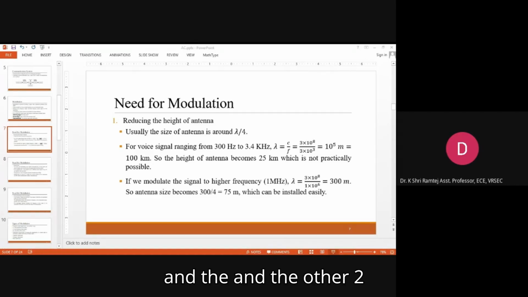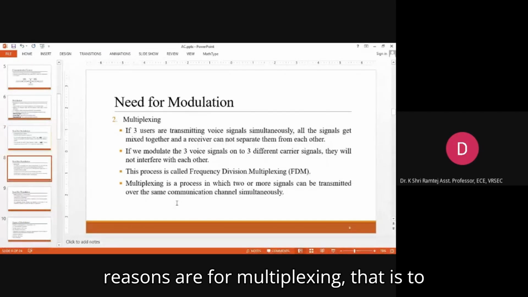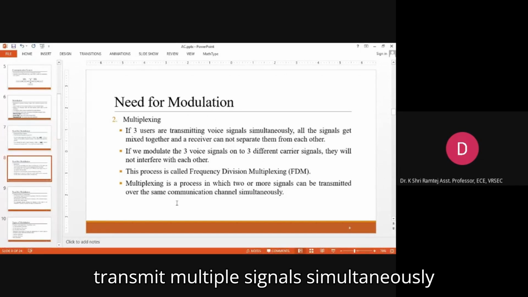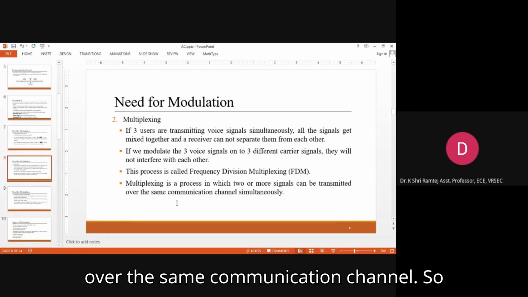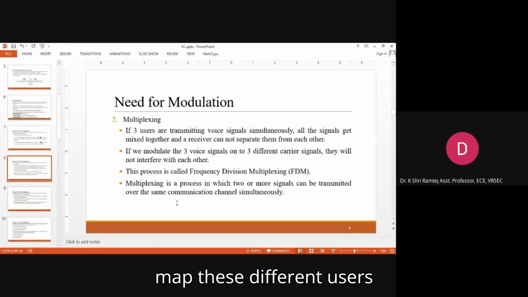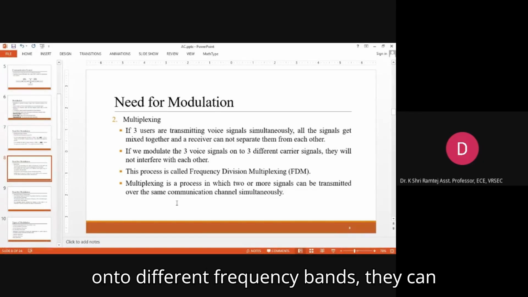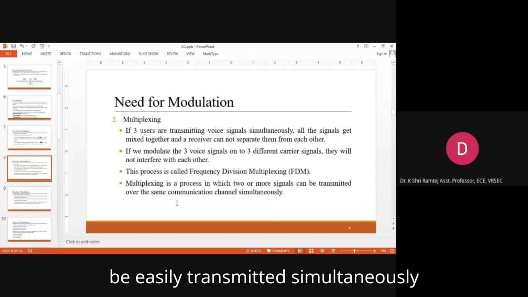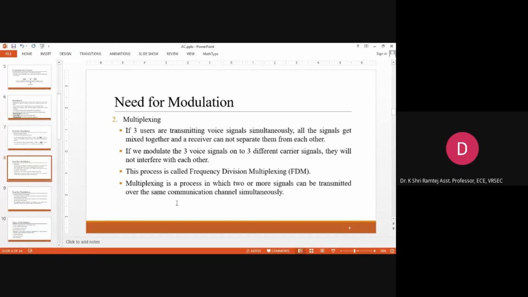And the other two reasons are, first, multiplexing, that is to transmit multiple signals simultaneously over the same communication channel. Since by using modulation we can map the different users onto different frequency bands, they can be easily transmitted simultaneously without any interference.